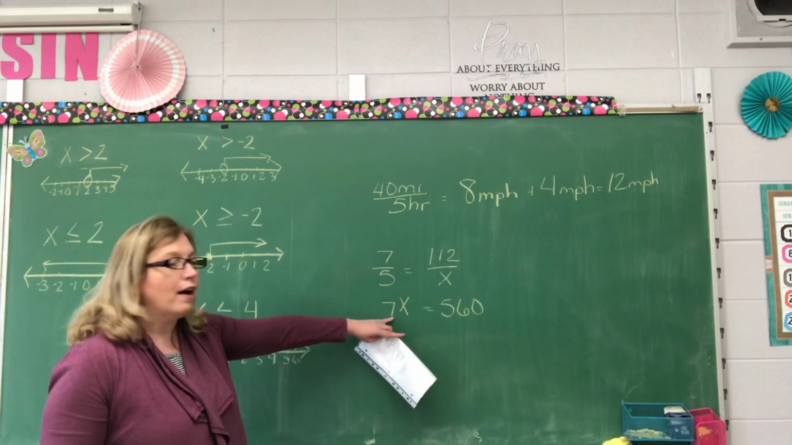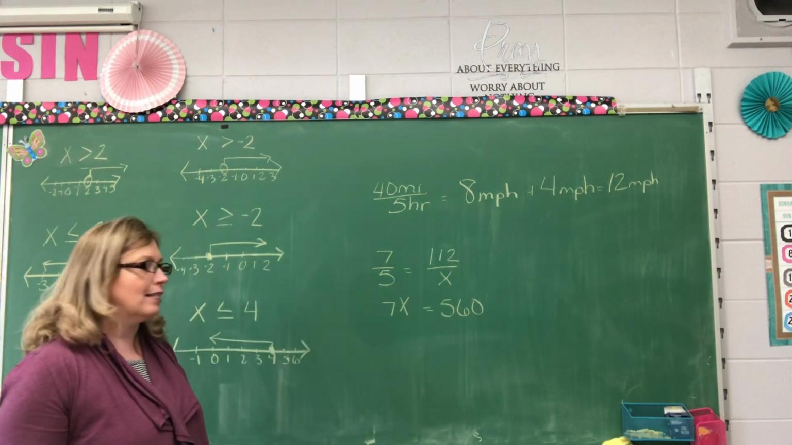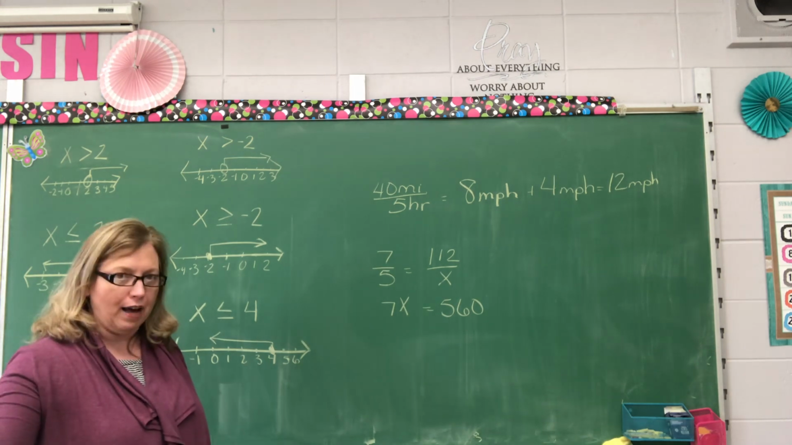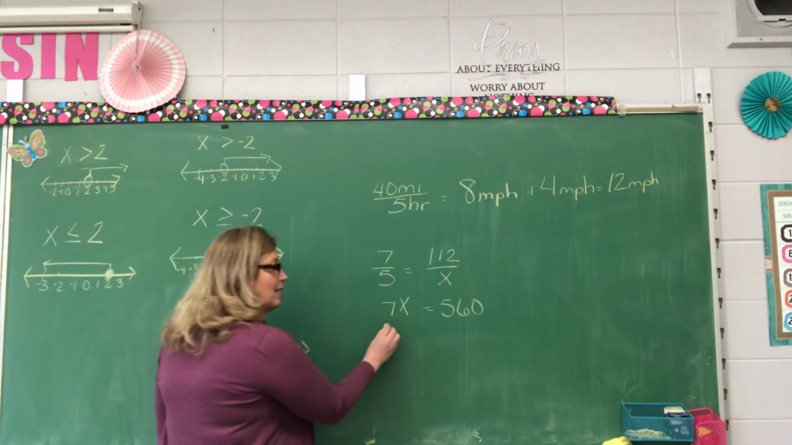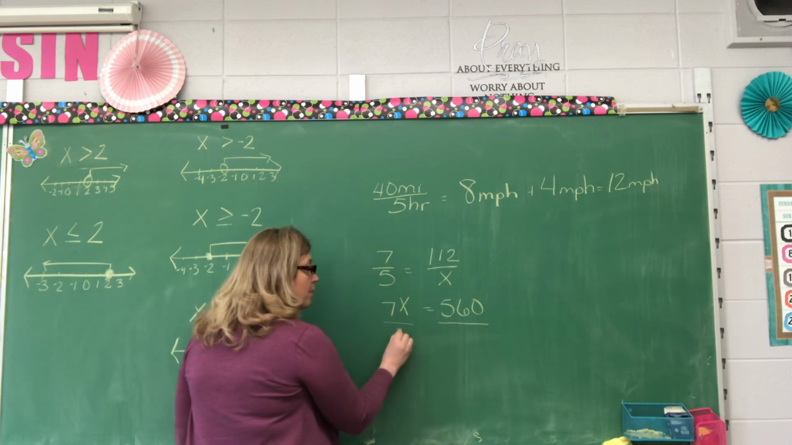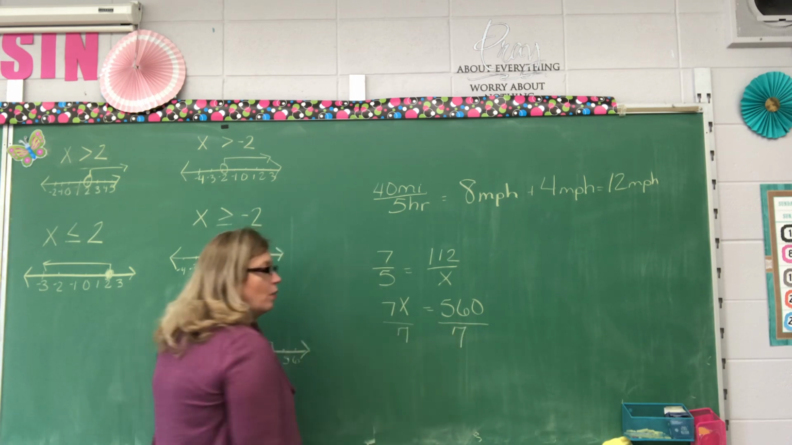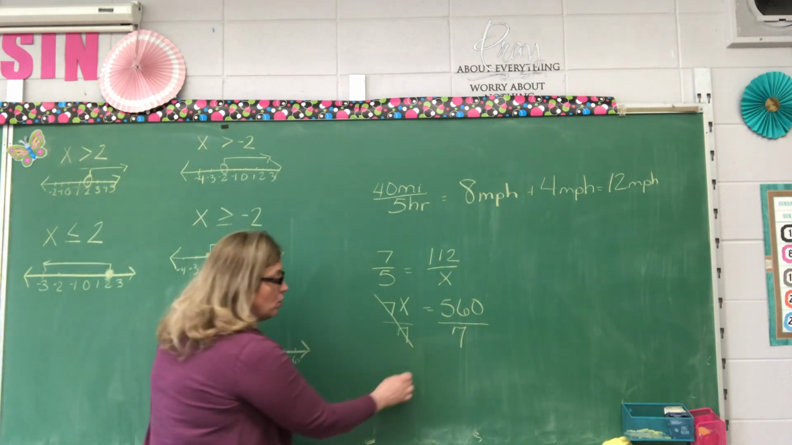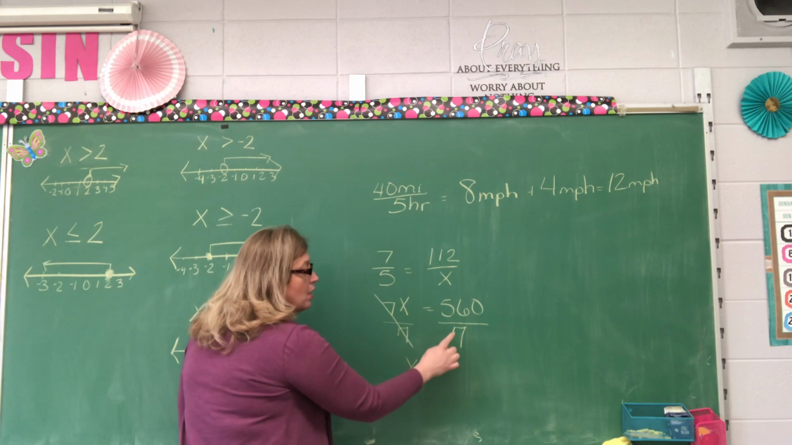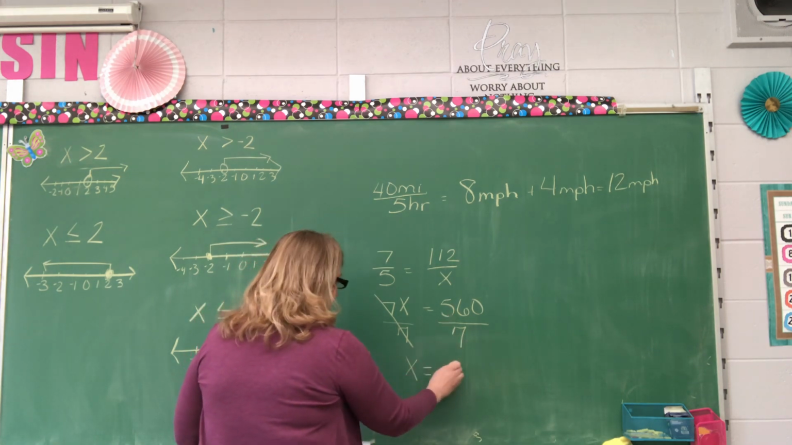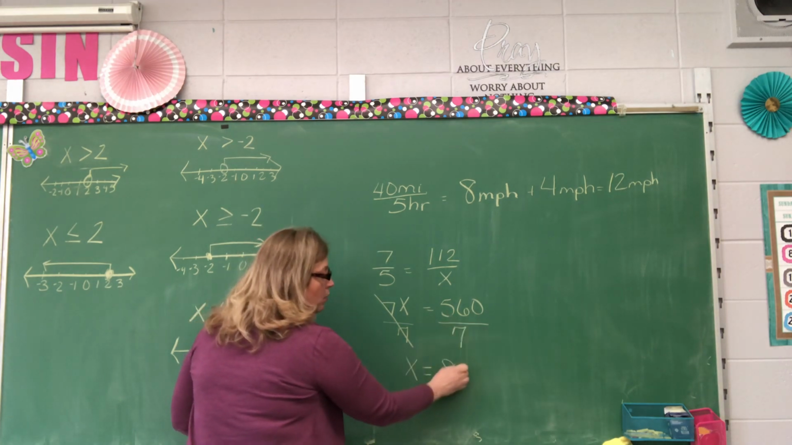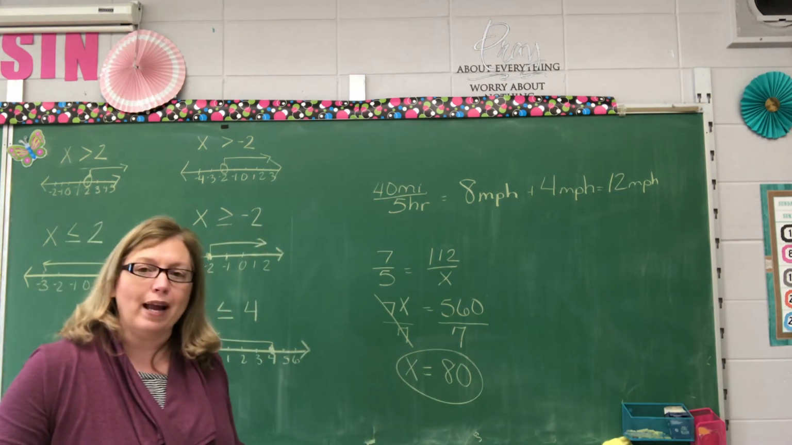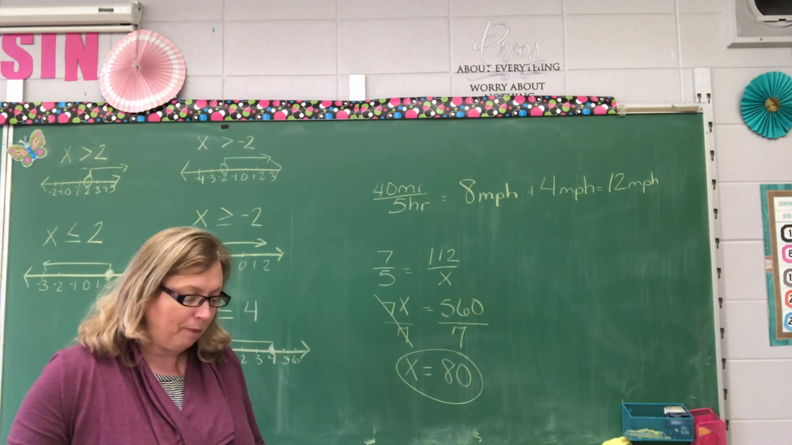I need to get rid of the 7 because I need the x by itself. It says to multiply, so I know that I need to divide because I'm going to do the opposite of what it says. If I do it to the left, I must do it to the right. So I'm going to divide both sides by 7. These 2 7s are going to cancel, leaving me x equals. Well, 7 goes into 56 8 times. 7 goes into 0 0 times. So there were 80 onlookers. There were 80 people watching the game.